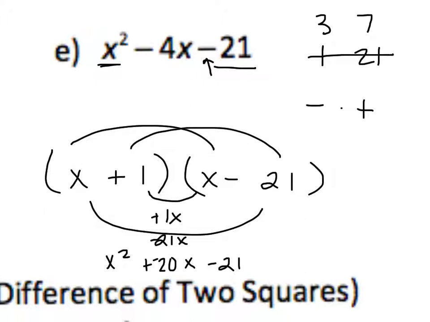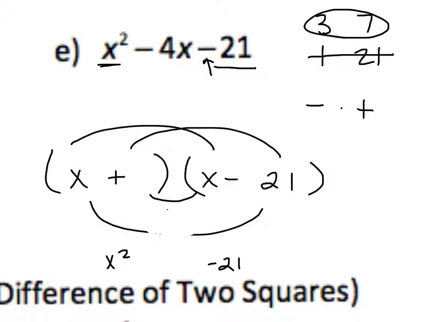Nope. I'm going to use my other factors, 3 and 7. So I'm going to get rid of this down here, and I'm going to get rid of that middle. Let's try 3 and 7, and leave the signs, and see if it works.